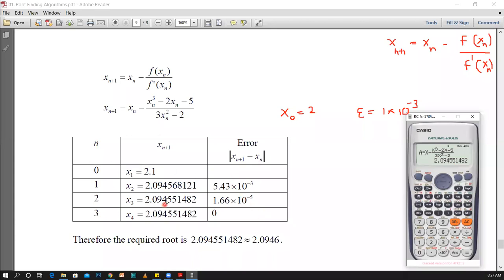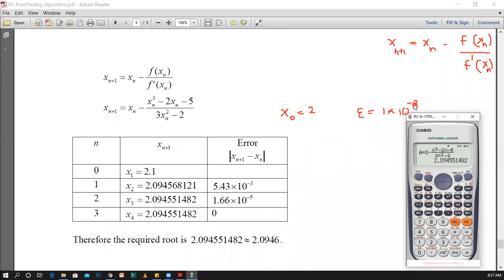1482. Once you compare these two answers, you can see that the first decimal places are equal, and the second, third, up to the fourth decimal places are equal. Therefore, most probably at this stage you will get the value. It is because you just need to get the value with an accuracy of 1 into 10 to the power minus 3. 10 to the power minus 3 means up to the third decimal place, or most probably up to the second decimal place.